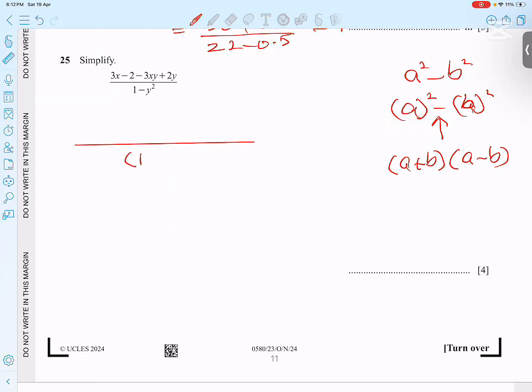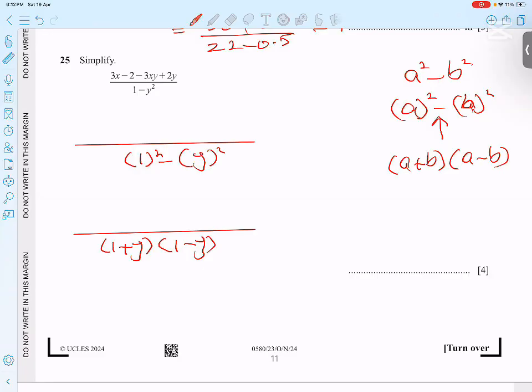So I'm saying the square of 1 and square of y, which I can write simply as 1 times (1 plus y) and 1 times (1 minus y). So the lower part is done. Upper part, can I do it directly? Yes, I can do it directly.